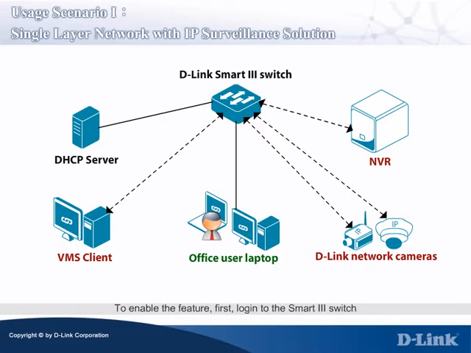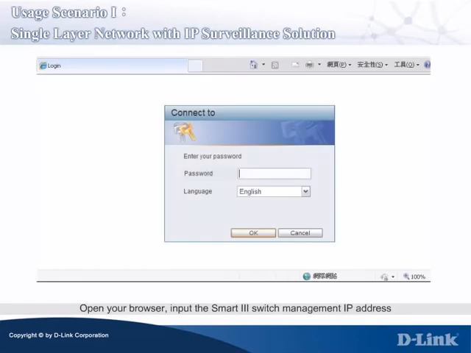To enable the feature, first log in to the Smart 3 switch. Open your browser. Input the Smart 3 switch management IP address to bring up the Smart 3 switch web management console. The default management IP address of the Smart 3 switch is 10.90.90.90. Configure your PC IP address properly in order to connect to the management IP address, and log into the main page using the default password admin.